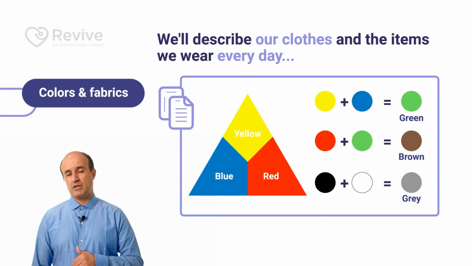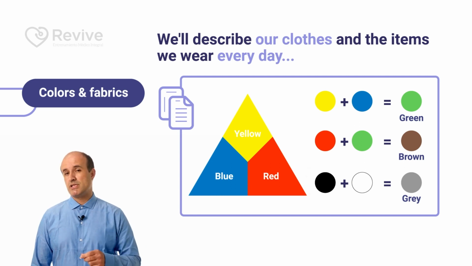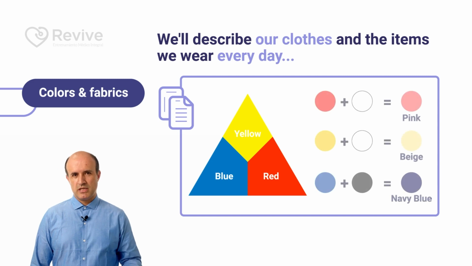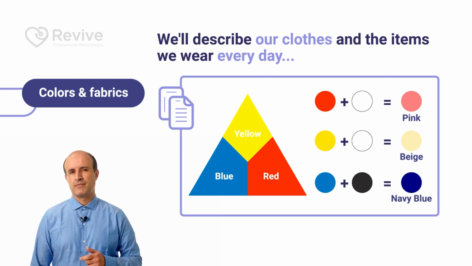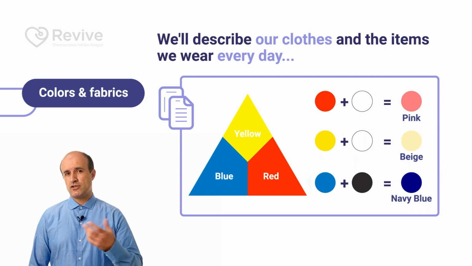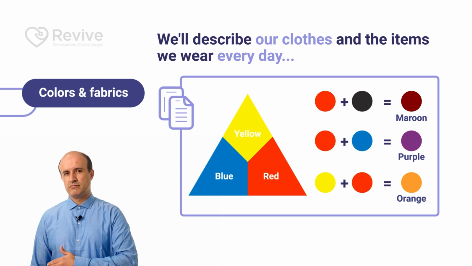Then we have brown, a combination between red and green. Another combination, this time between the two colors, white and black. The result is the color gray. Then we can have the combination of red and white, which result is pink. Then you have beige, that has a cream tone. Navy blue, that is a tone of the color blue. Maroon, that is one of brown.